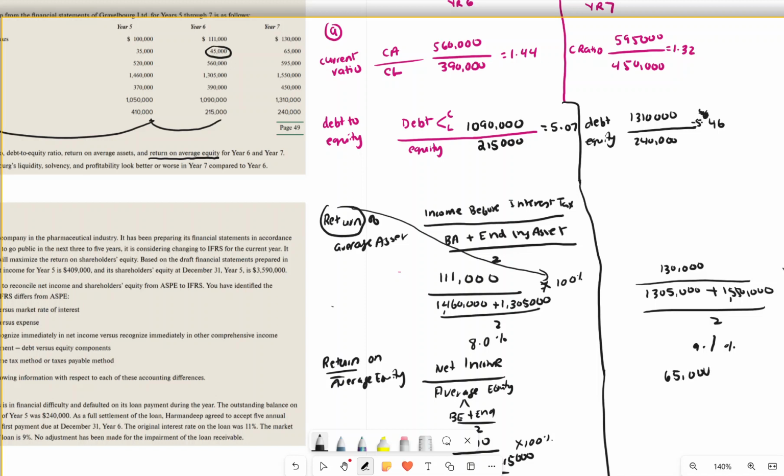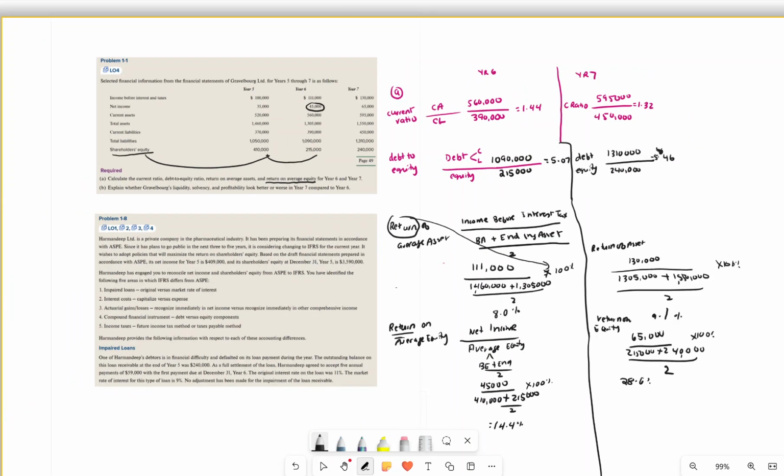Going further, my net income for year 7 is 65,000, and this is my return on equity. Then we take my 215, I add my current year's ending equity of 240, divided by 2, and multiply by 100%. What do I get? I got 28.6%. So these were just the ratios they're asking us to do.